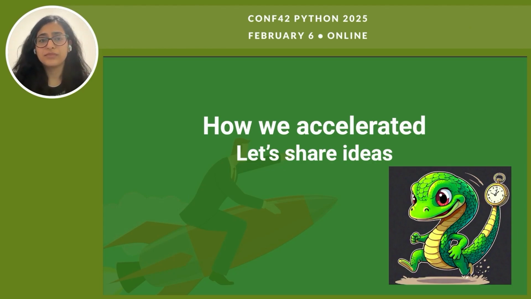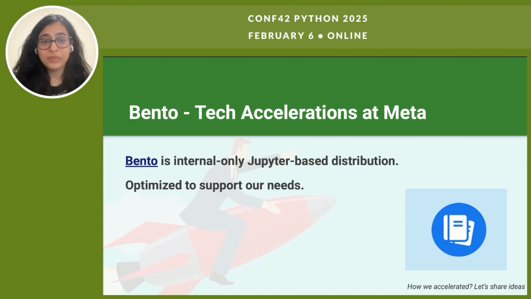Now, I want to share some of the ideas on how we at Meta have explored and executed to make ML prototyping faster within the company so that our researchers can deploy their models and make them work for the fast growing world of artificial intelligence. Bento. Bento is the internal distribution of Jupyter Notebooks. It is particularly optimized for Meta's needs to make it compatible with the internal code base. It allows users to execute their code on different servers within Meta. Now, let's see how we've improved this interactive platform.